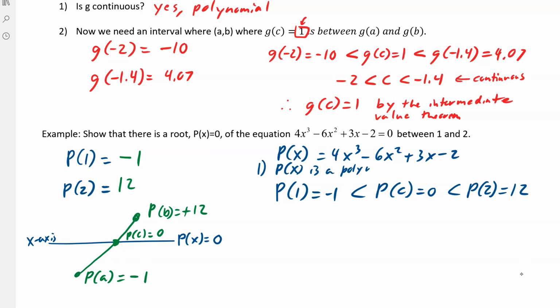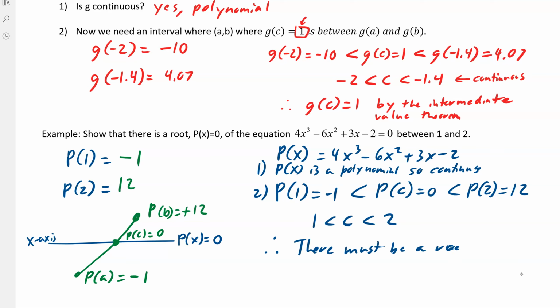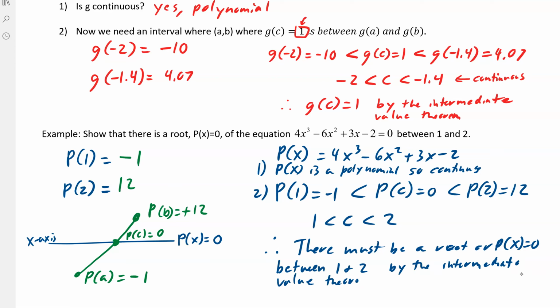So continuous. And we know that our c is between 1 and 2. Therefore, there must be a root, or p of x equal to 0 between 1 and 2 by the intermediate value theorem. So I hope you get the idea of what we're doing here.